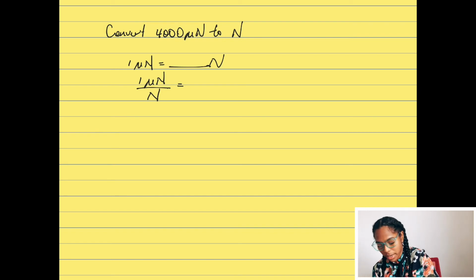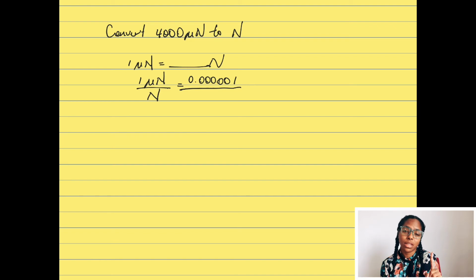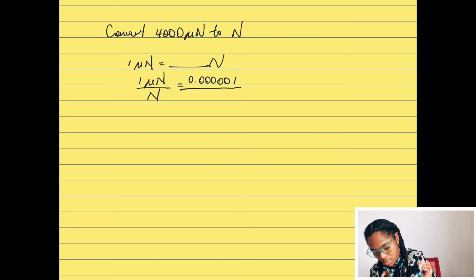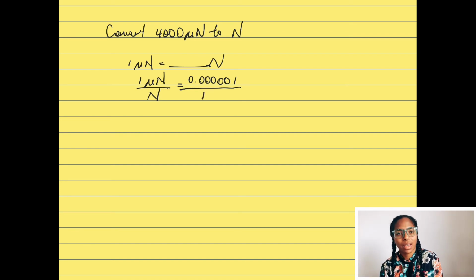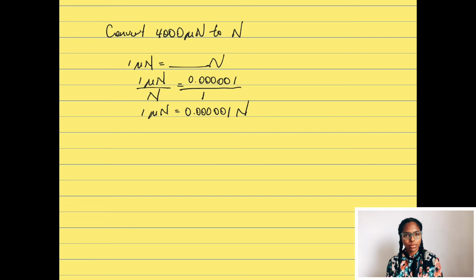So the value for micro is 1 millionth, which means 0.000001 over newton. Notice it doesn't have a prefix in front of it. So if it's no prefix, it's unit, which means the value is just 1. And we know anything over 1 is the same number. So essentially it means that 1 micronewton is equal to 0.000001 newtons. So now we know for 1 micronewton.